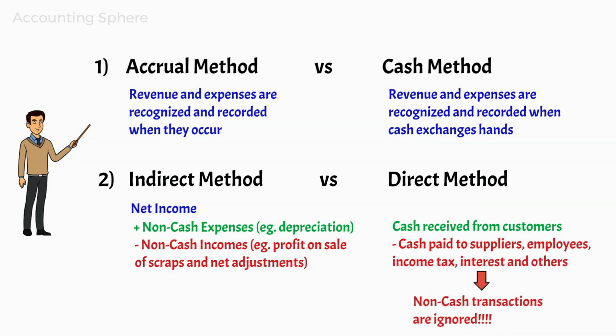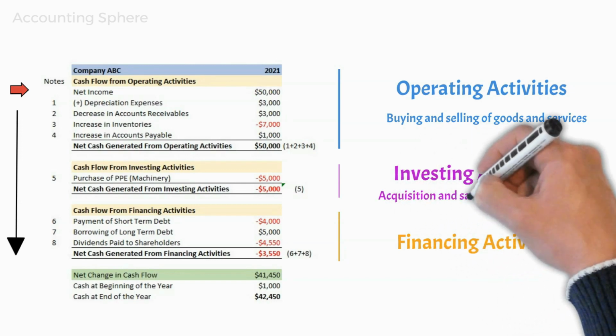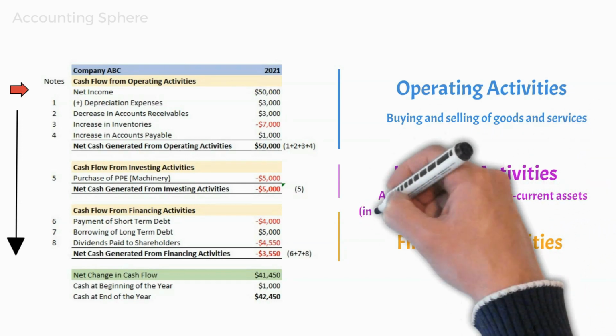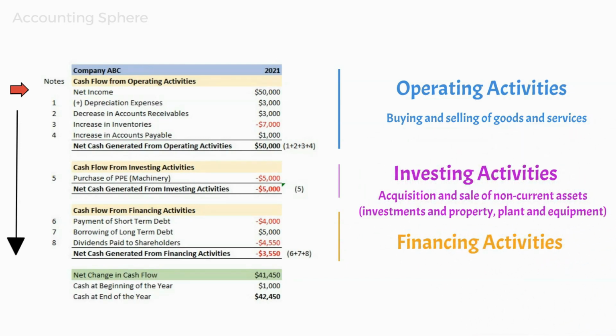Now, let's continue reviewing the sections of the cash flow statement. The cash flows from investing activities section shows the cash flows from the acquisition and sale of non-current assets, such as investments in property, plant, and equipment. These are considered long-term assets, which means investments that will benefit the company for more than 1 year.